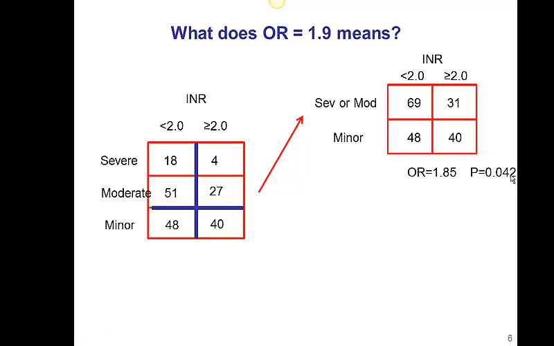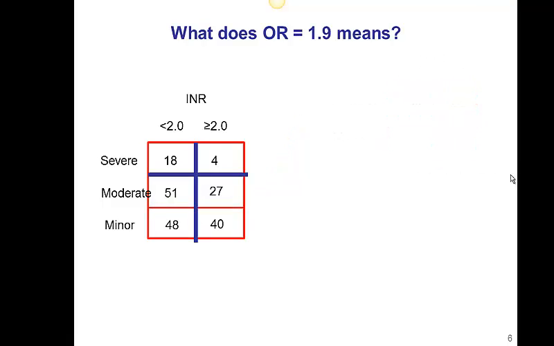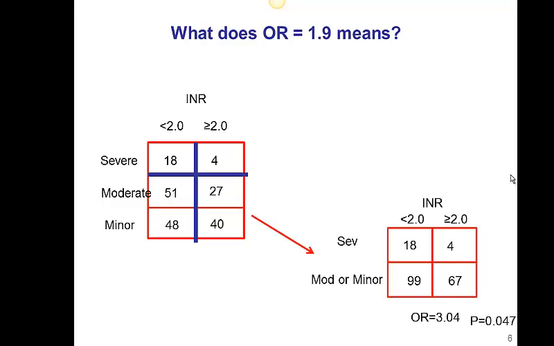The analysis does not end here. We continue to examine the next cutoff. And how about if we cut here? So you will construct a 2x2 table using another cutoff. You combine moderate and minor stroke and put them in one category. And the odds ratio based on this 2x2 table is 3.04 and the p-value is 0.047.